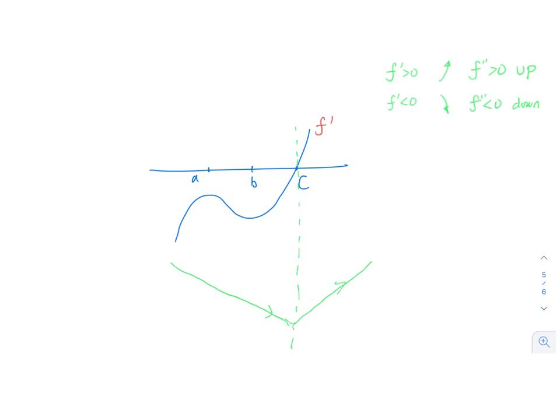And second, let's look at the second derivative. F prime greater than 0, f double prime greater than 0, that means f prime is increasing, because this f double prime means the derivative of f prime. In other words, in this interval from here to here, you do see that f prime is increasing. Therefore, your graph is concave up in this interval.